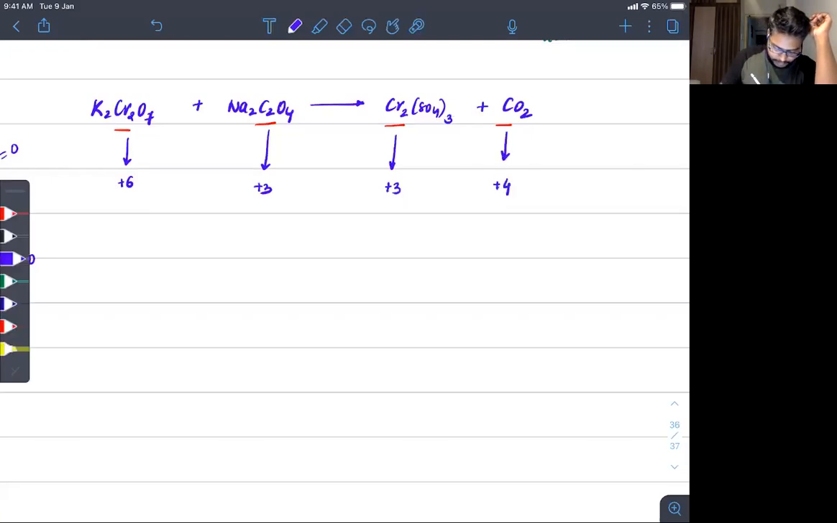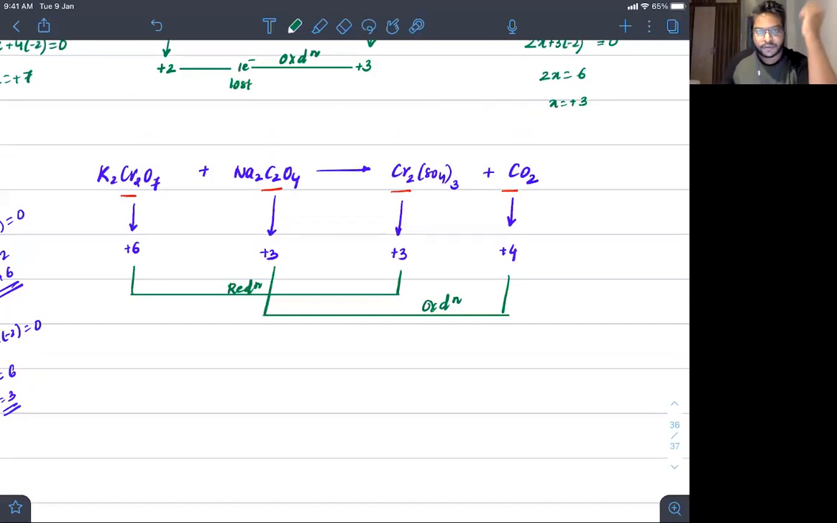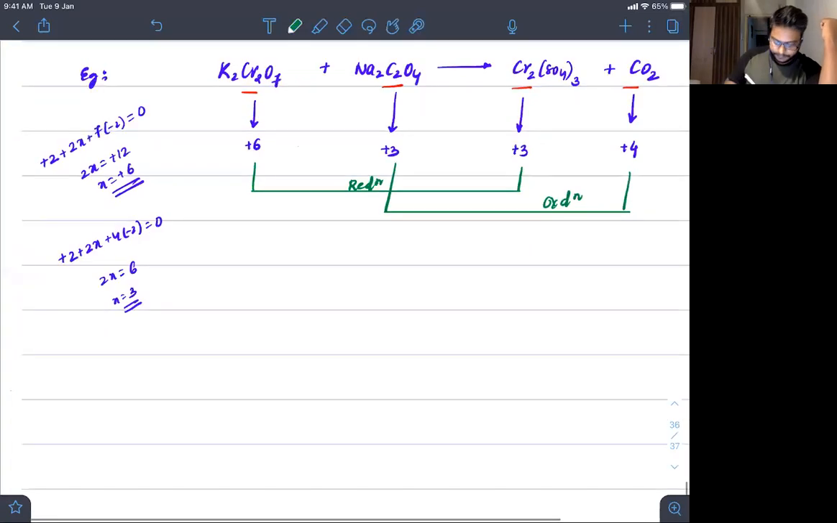So you can clearly make out from here, +6 to +3, the positive value is decreasing, which means it is undergoing reduction. Here, +3 to +4, positive value is increasing, which means it is undergoing oxidation. So yes, this is definitely a redox reaction. One is undergoing oxidation, the other one is undergoing reduction.